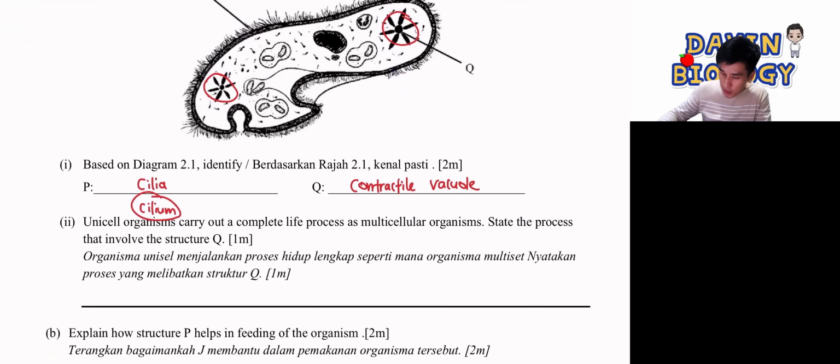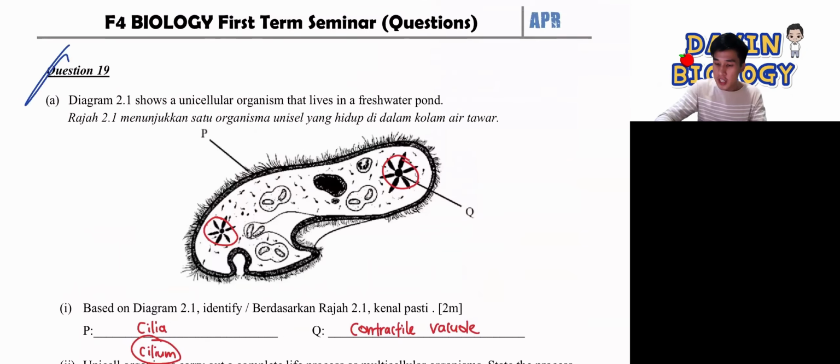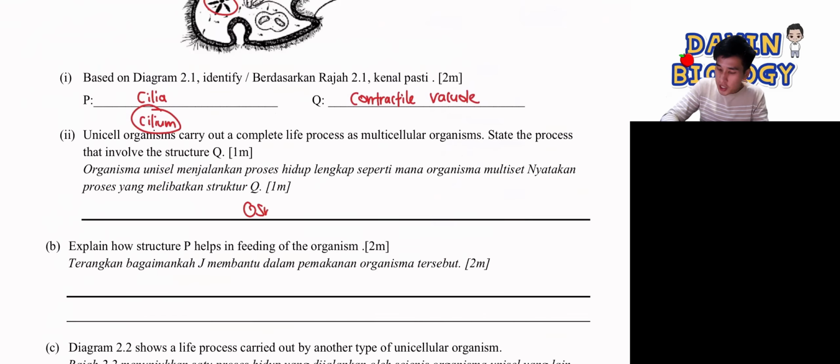Okay, moving on, they ask you to state the process involved. So same as the amoeba, it expels water because they live in the same place, a fresh water pond. Water keeps on going inside, they have to keep on expelling water. So same, osmoregulation. So that is the process of the contractile vacuole. Please don't write excretion, must write osmoregulation.